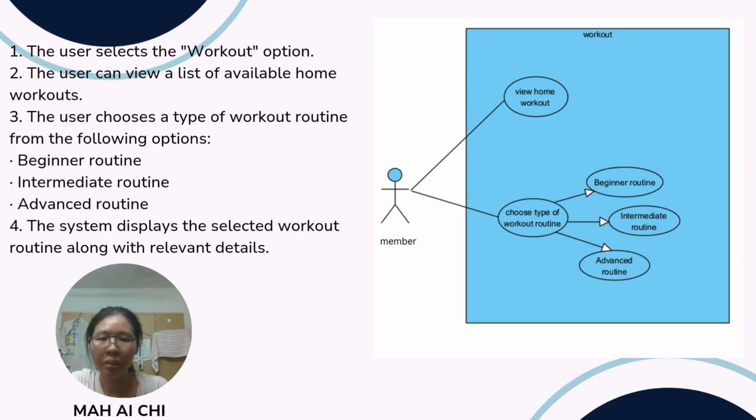Next, workout. The user selects the workout option. The user can view a list of available home workouts. The user chooses a type of workout routine from the following options: beginner routines, intermediate routines, advanced routines. The system displays the selected workout routines along with relevant details.